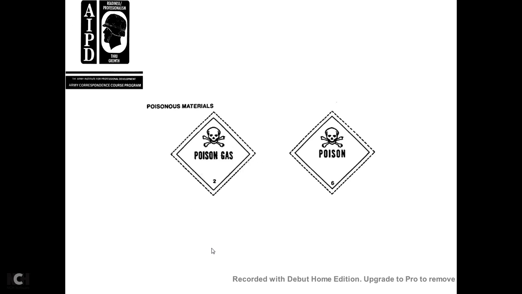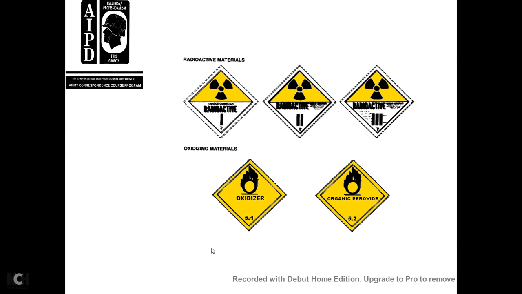All right, these show the poisonous gas and the poisonous materials. Radioactive materials, you have your radioactive 1, 2, and 3 labels. Oxidizing materials, oxidizing and organic peroxides. A spontaneous combustible sign is number 4. Dangerous when wet is given a 4 diamond with a blue flame. Irritant just shows irritant and is labeled 8 in the square frame, with an irritant poison sign beside it.